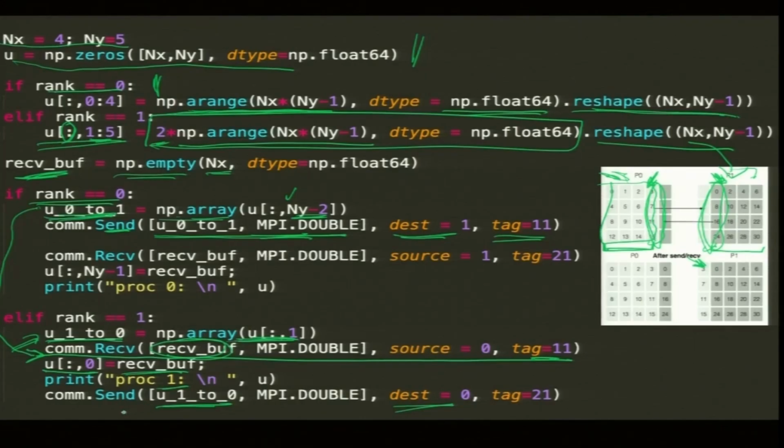After receiving it, processor P1 will send its data. Which one? This data is being sent, and then P0, sorry, the master node, is receiving it here, and where is it copied? The last column of P0, which is ny minus 1, which is 4 in Python. So, Python column 4 is here, and this is where I copy it.